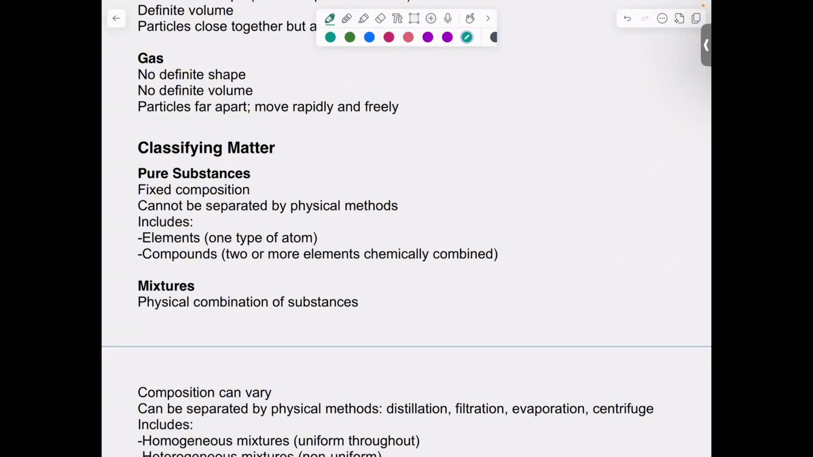So elements are just a single element. That could be, for instance, argon, O2 gas, or sodium, that's a metal in group 1 on the periodic table. We could also be looking at compounds. Those are 2 or more elements chemically combined. So we're looking at maybe H2O, that's our water, carbon dioxide, I mean, the list goes on. NaCl. These are just our everyday compounds that we interact with. Okay. Glucose.